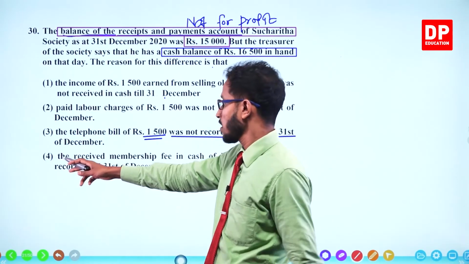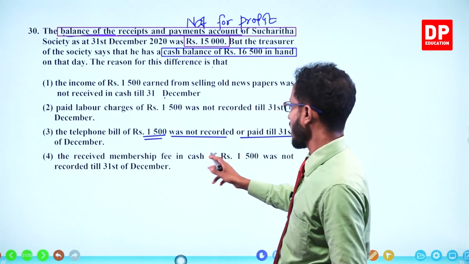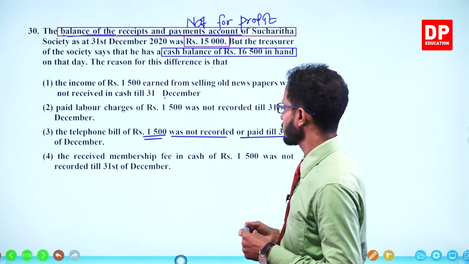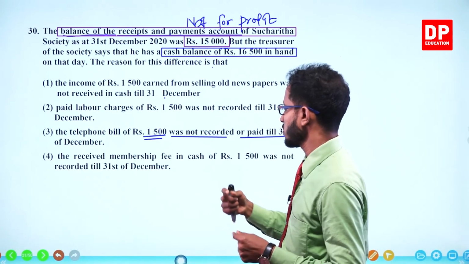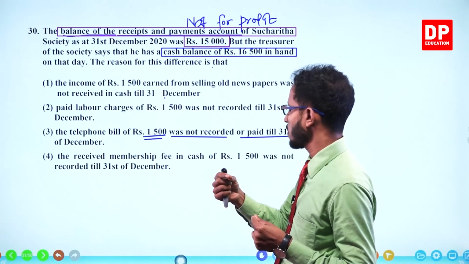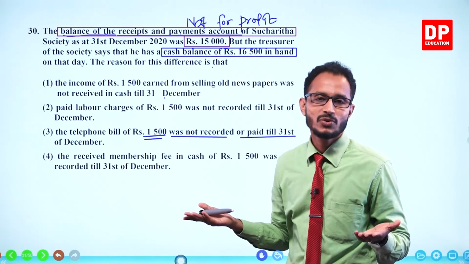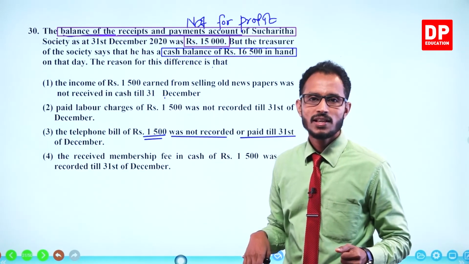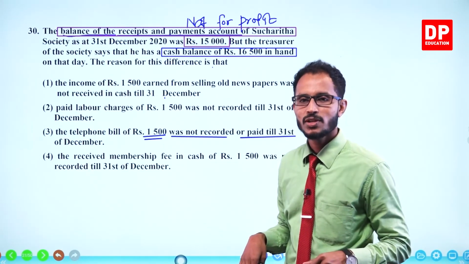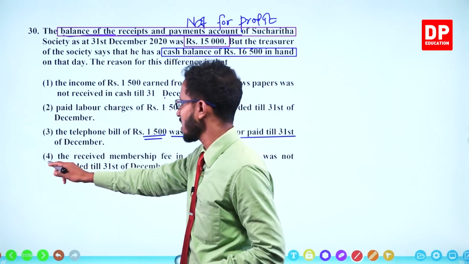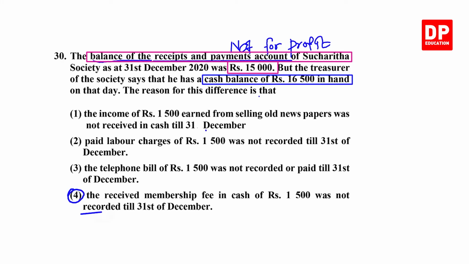Received membership fee in cash 1,500 was not recorded. If it was received, the cashier has it at hand, but it was not recorded, then the cash book balance should be lower than the cashier's cash at hand. This is the answer. Yep.